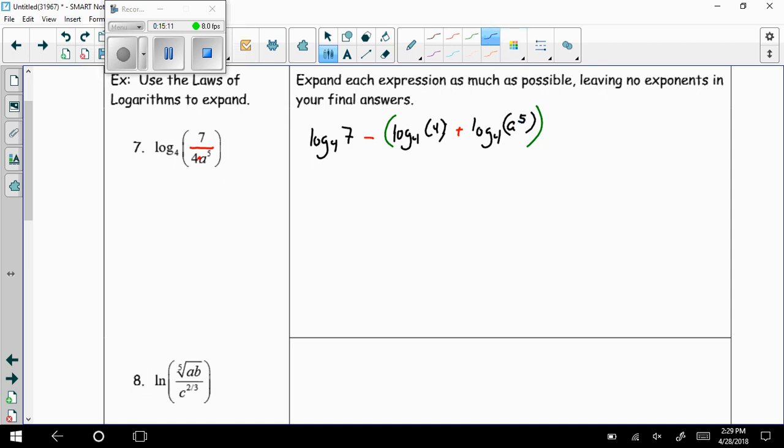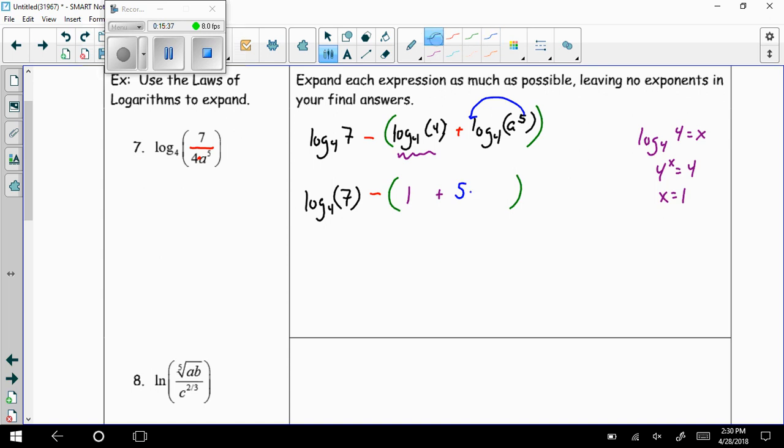Canceling and simplifying, that 5 is going to be moved in the front. And we also have a log base 4 of 4. So what's going on here is you're writing log base 4 of 4 equals x. 4 to the x equals 4, so x equals 1. So we can rewrite all of this as log base 4 of 7 minus 1 plus 5 times log base 4 of a.